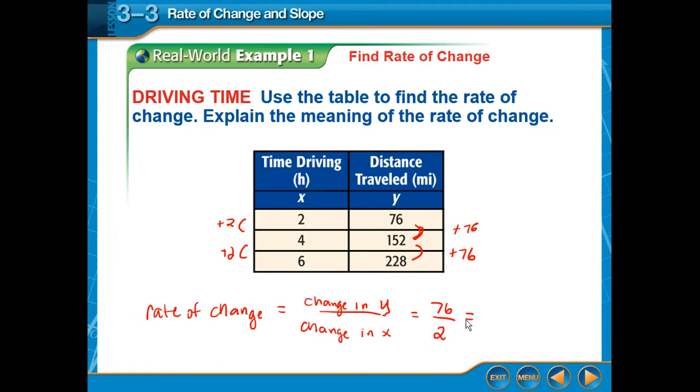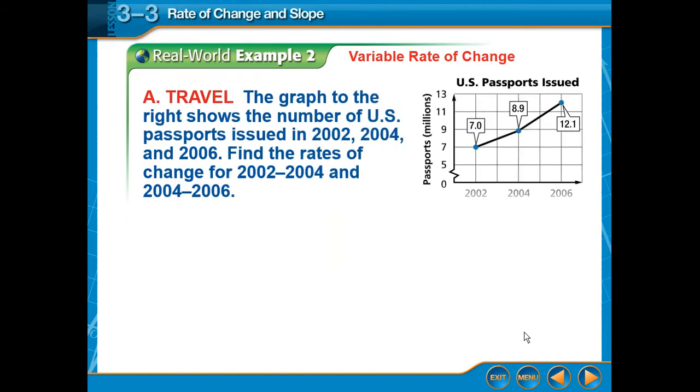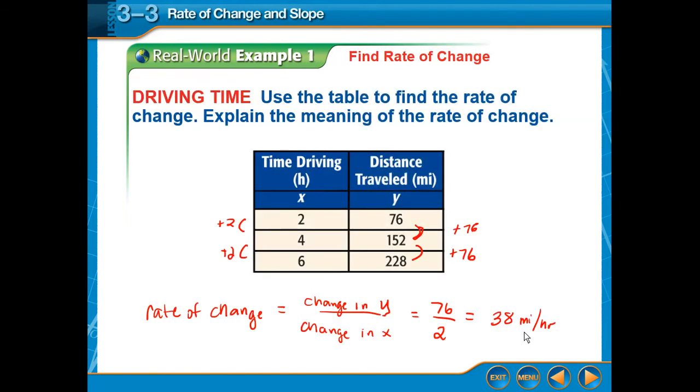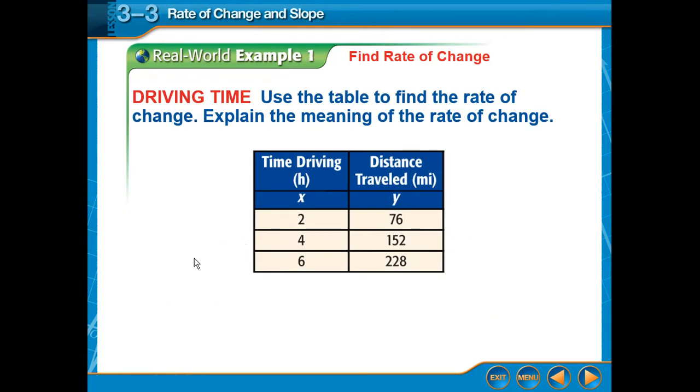So 76 divided by 2 is 38. That means that the rate of change is 38 miles per hour. This one was constant for both of them. We had 76 and 76 and 2 and 2, but that might not always be the case.